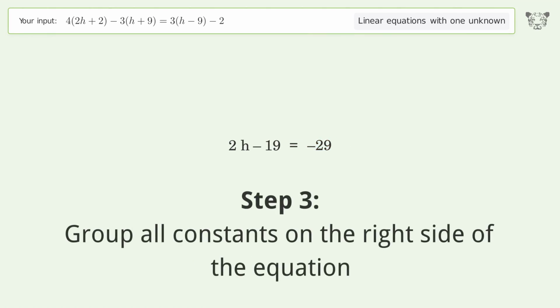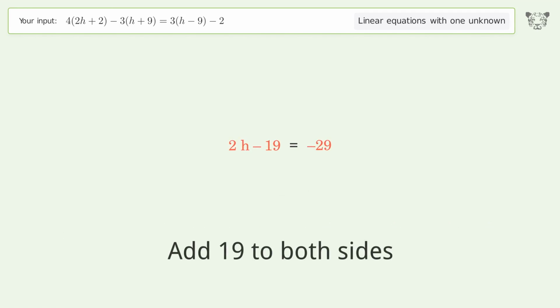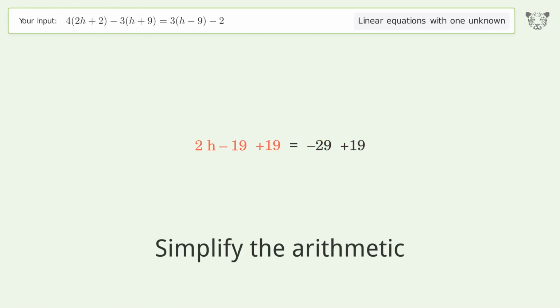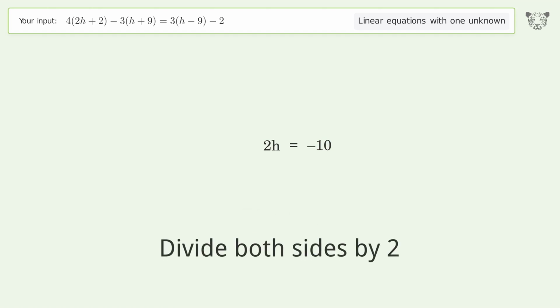Group all constants on the right side of the equation. Add 19 to both sides. Simplify the arithmetic. Isolate the h. Divide both sides by 2.